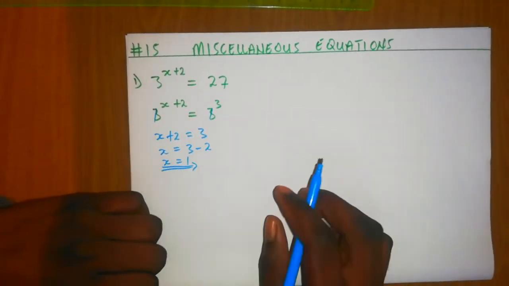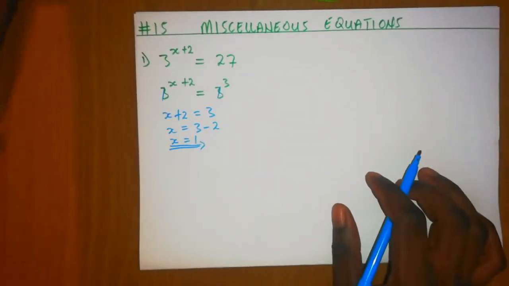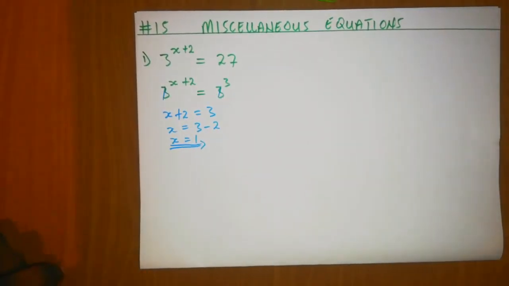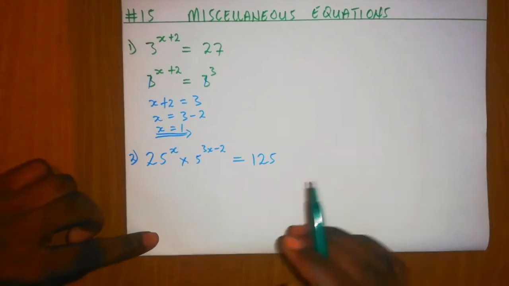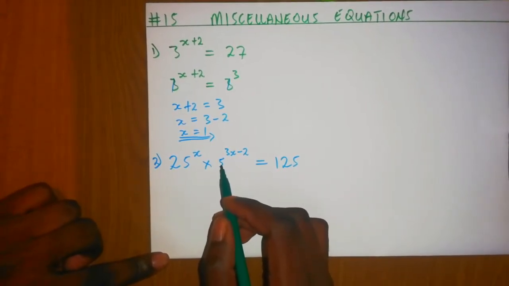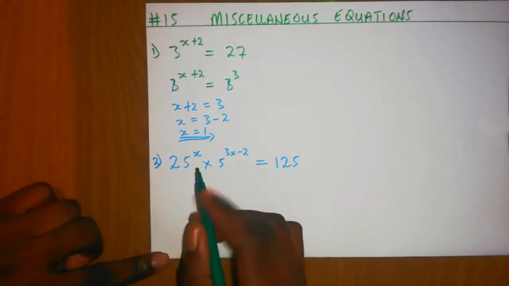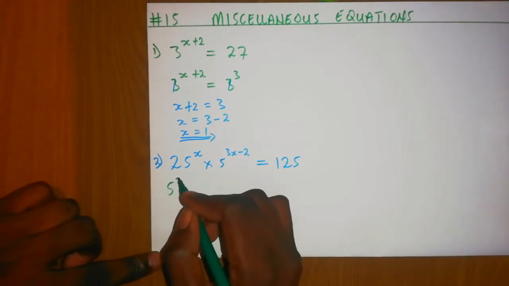x is equal to 1. That is my answer. That's the first example of a miscellaneous equation. Let me move on to the second example of a miscellaneous equation. In this case, since I said I'm converting everything to the same base, it's supposed to be 5. So 25 is supposed to be 5 to the power 2.